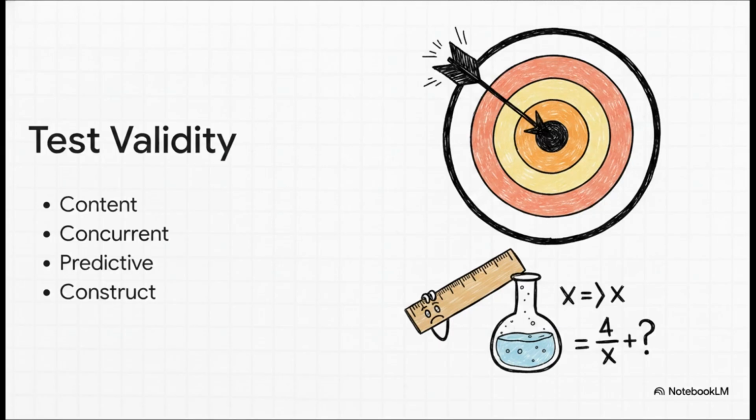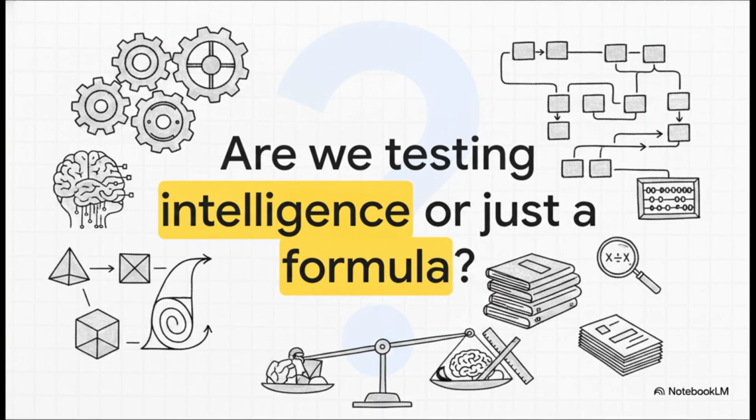Whether you're looking at content validity, concurrent validity, or predictive validity, the test absolutely must be a true reflection of the targeted learning. And that leads us to a final, slightly provocative thought to end this explainer. When we design these highly rigorous tests, when we calculate standard deviations, and when we apply our beautifully detailed rubrics, are we truly testing a student's deep mathematical intelligence and spatial reasoning? Or are we sometimes just testing their ability to memorize and blindly follow a rigid formula?